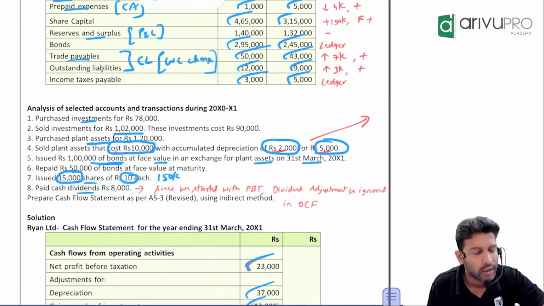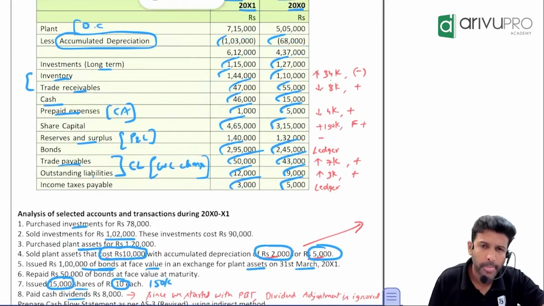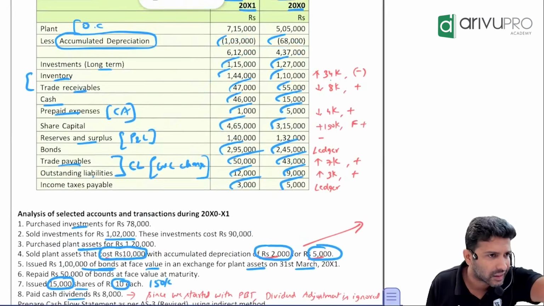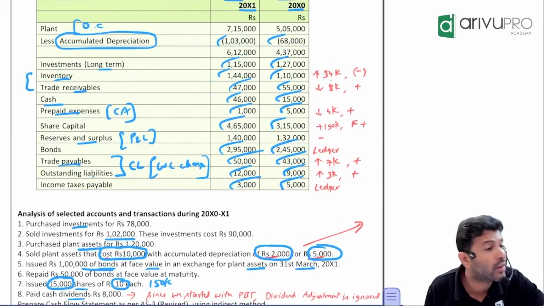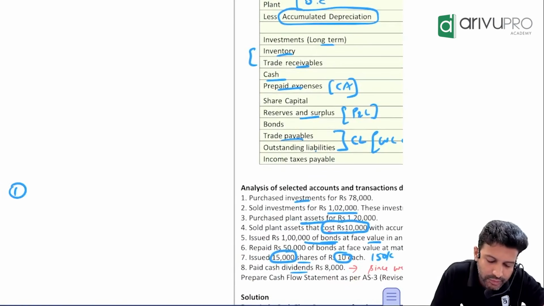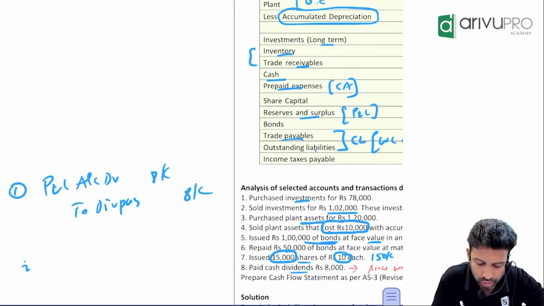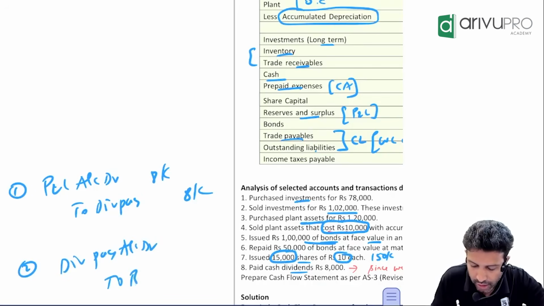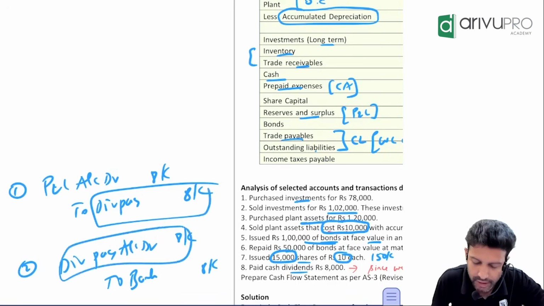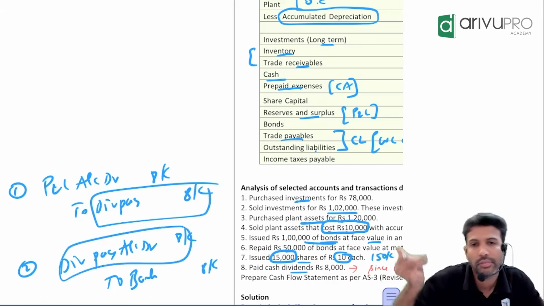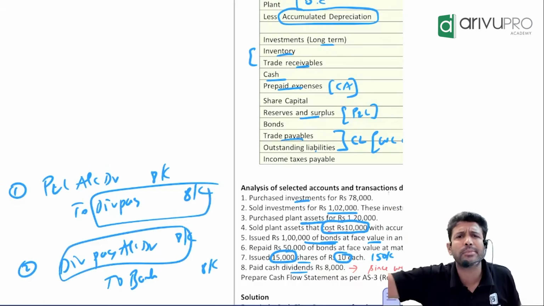8,000. Sir, why is it not coming in the balance sheet? Sir, you have declared the dividend and you have paid the dividend. When you declare the dividend, what is the journal entry? P&L account debit to dividend payable, 8,000. When you have paid the dividend, dividend payable account debit to bank account, 8,000. It has got nullified.